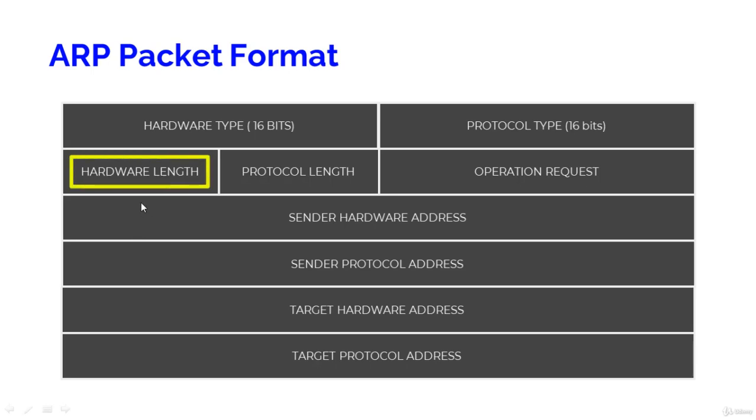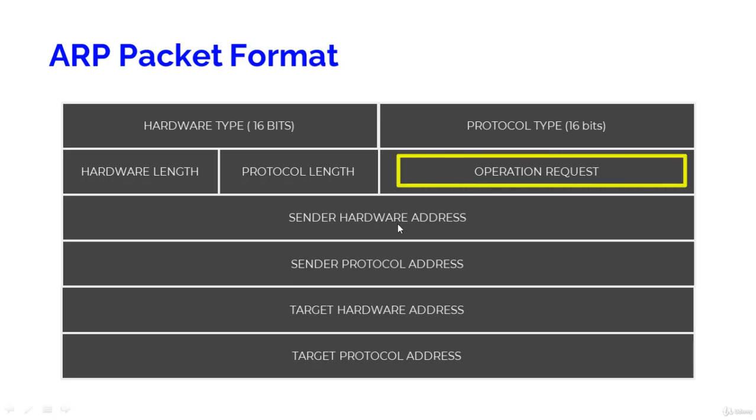Hardware size. This is the length in bytes of the MAC address. Generally, we see Ethernet has a MAC address 6 bytes long. Protocol size or protocol length. It represents the length of the IPv4 logical address in bytes. Then operation request. It specifies the nature of the ARP message.